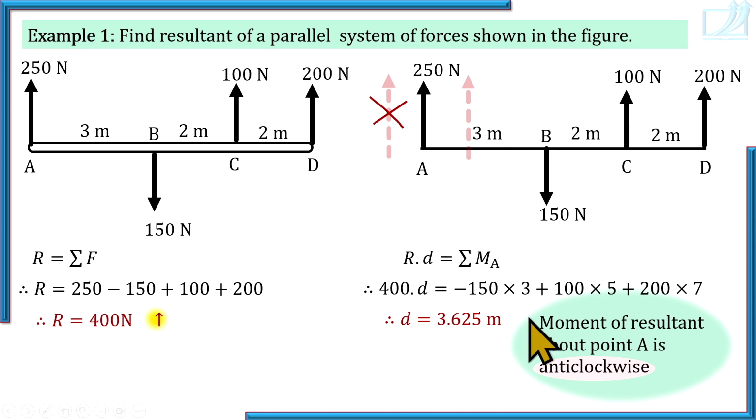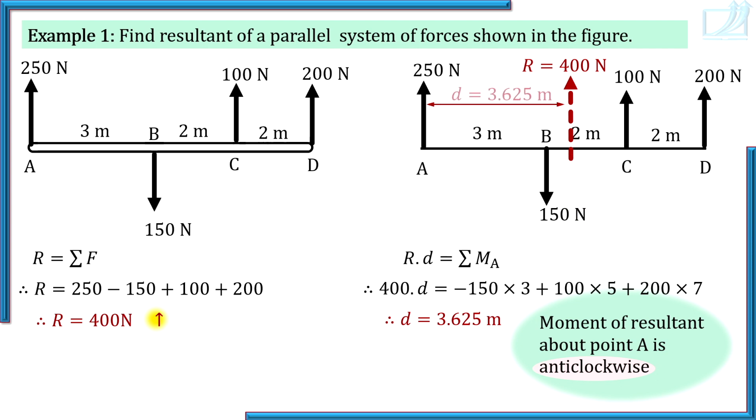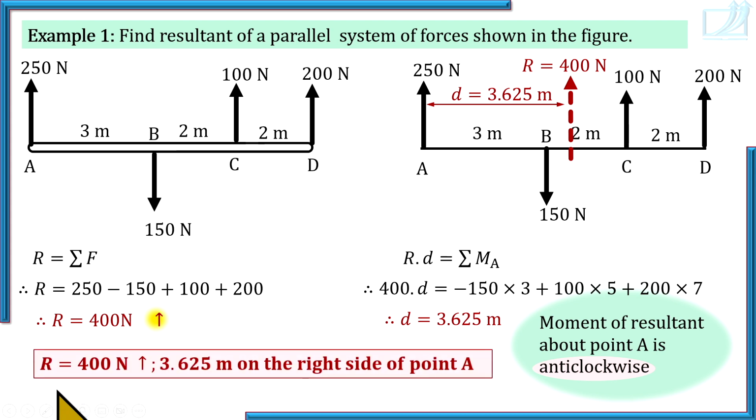So now properly show the resultant at distance 3.625 meters on the right side. Be sure you have understood how to take that decision that the resultant is on the right side of point A. So show the resultant, this is distance 3 meters, so slightly greater than 3. Show the resultant this way, 3.625 meters. And now write the answer properly. Resultant 400 Newton, properly in the sense magnitude, direction and line of action. So 400 Newton upwards, magnitude and direction. And now line of action, 3.625 meters on the right side of point A. So that is what I have mentioned here.